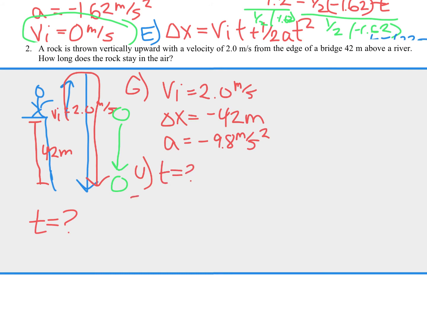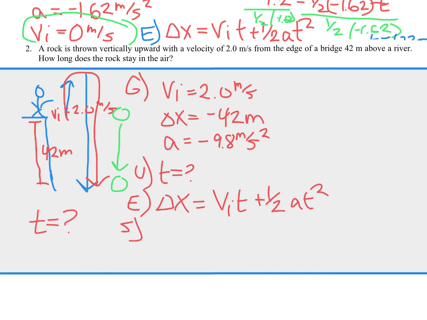So because of that, we have an equation that has everything except for final velocity. So we need to set up for final velocity. I'm sorry, not for final velocity. We need the equation without final velocity. So I'm going to do my displacement equals velocity initial times time plus 1/2 acceleration times time squared.